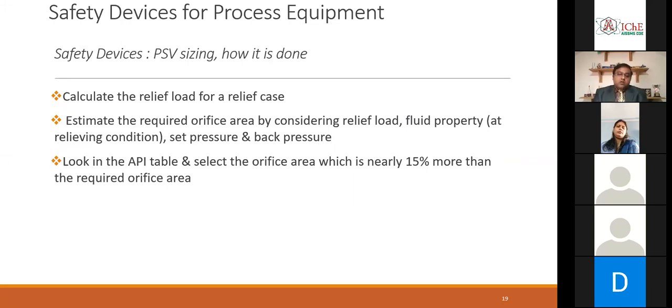Please be careful that between the orifice area that you select from the API table and your required orifice area, there has to be at least a 15% gap. It's a thumb rule, it's not given anywhere. Like if your required orifice area is say 0.5 centimeter square or 0.5 inch square, whatever, you will not choose a 0.4 centimeter square or inch square PSV. You will have to choose 0.7.